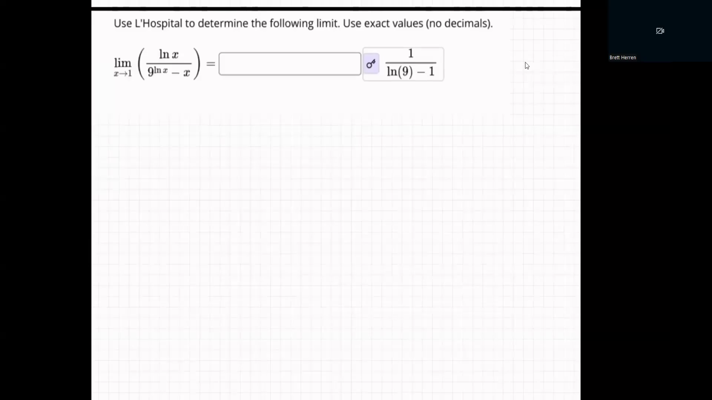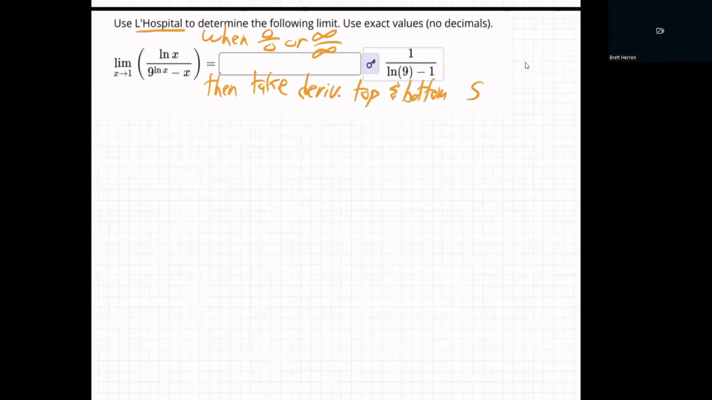It's going to be a challenging question. We're supposed to use L'Hopital's. Okay, so let's be clear. What is L'Hopital's rule? It says when you have 0 over 0 or infinity over infinity, then take the derivative of the top and the bottom separately. And that's the key word, separately.